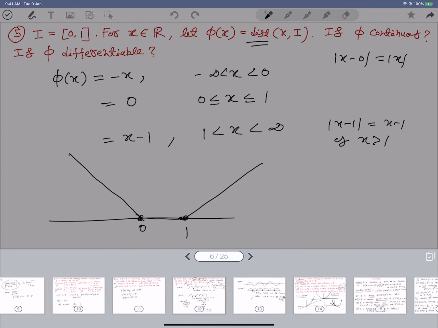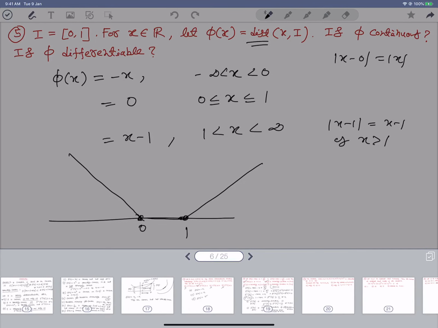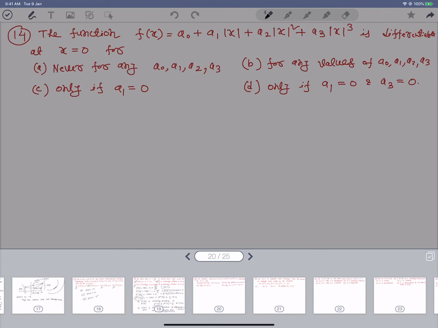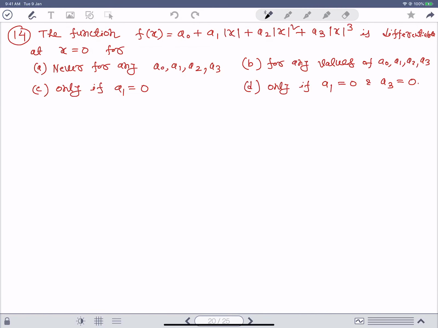So I was where? Okay, right. So this one was fine. Now this one, 14. Now I think you can easily strike out the other one. So now this is a function. Now again you can tell me that one. So f(x) equal to this function. Now which of the following is true? So for which value is f(x) differentiable?